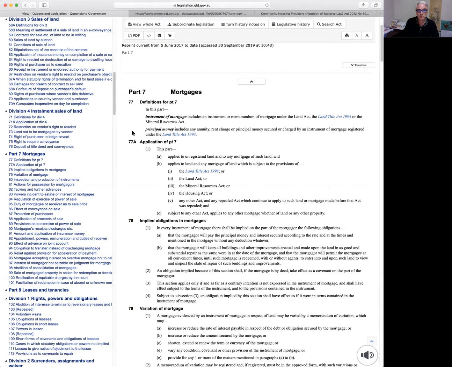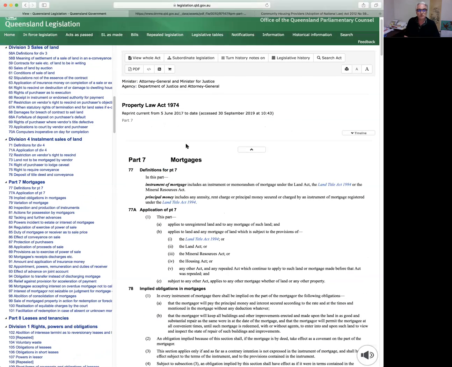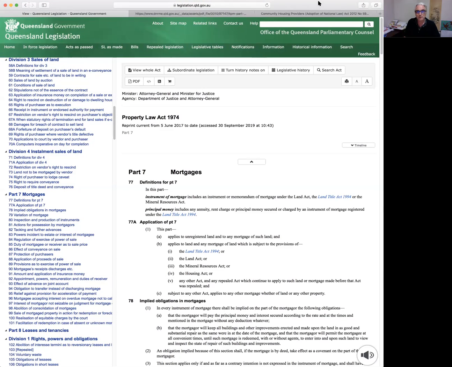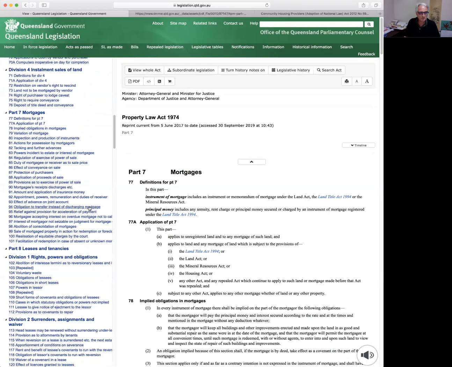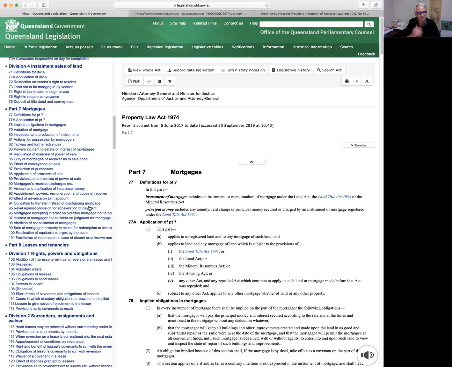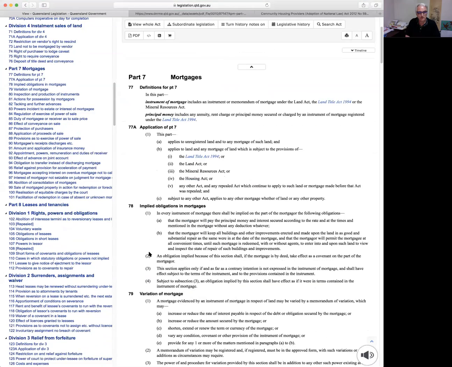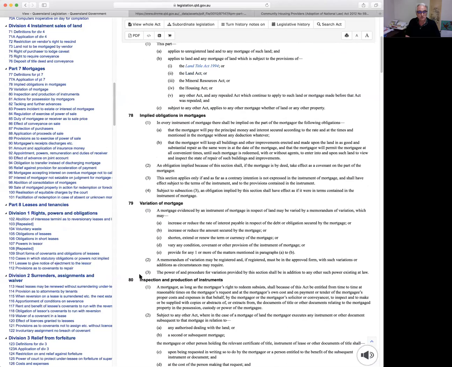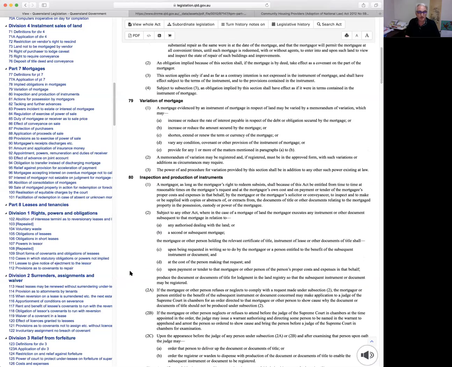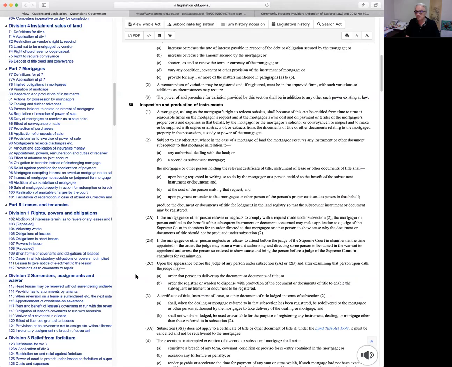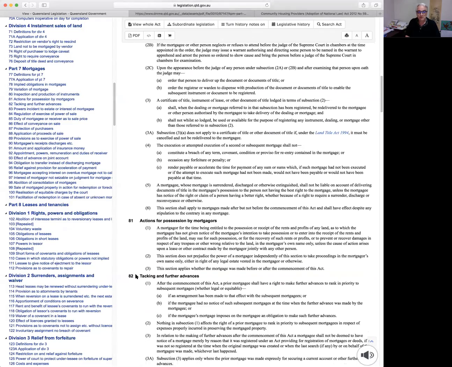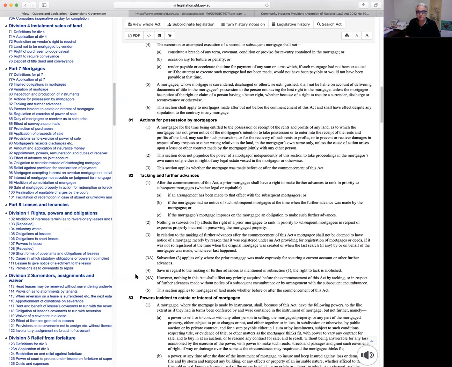So firstly, as I mentioned, we've got the Property Law Act, and we've got Part 7 of the PLA, and you can see there just under Part 7, a range of matters being dealt with: obligations in the mortgages, variation, inspection, production of instruments, application for possession by a mortgagor, for example, tacking and further advances.